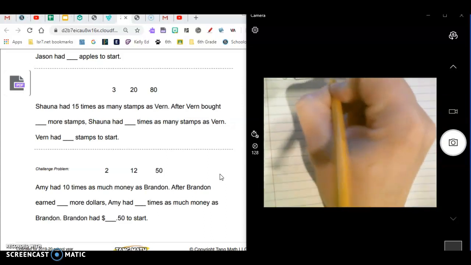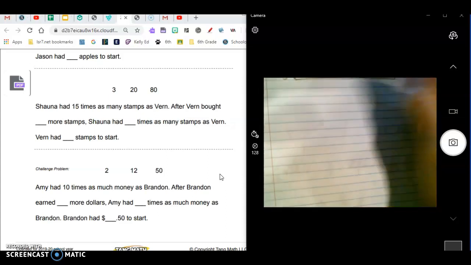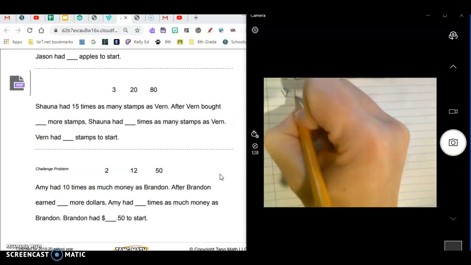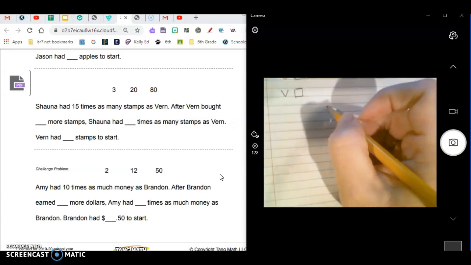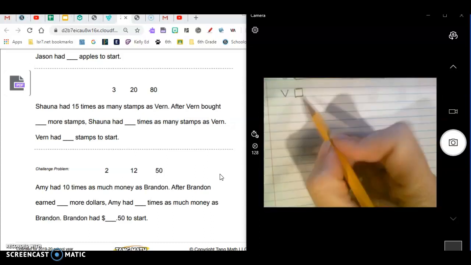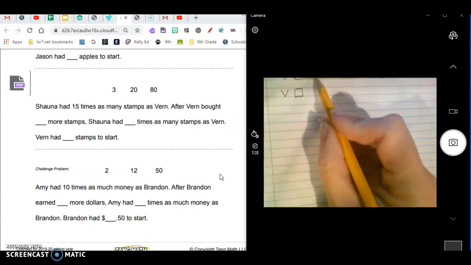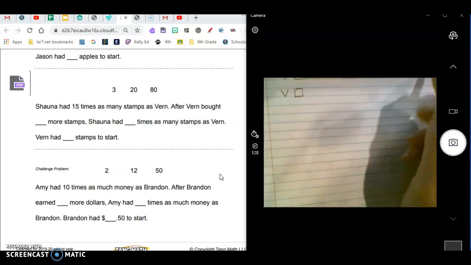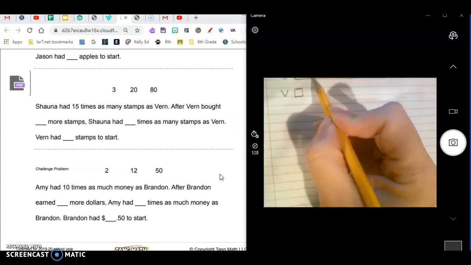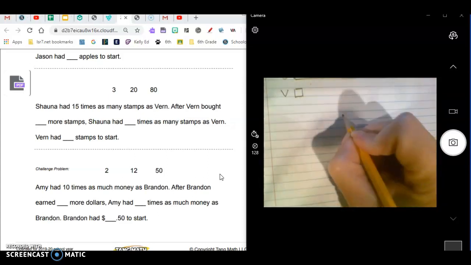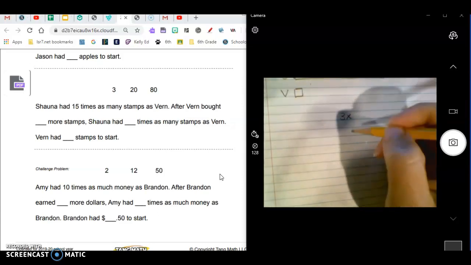So 1, 2, 3, 4, 5, 6, 7, 8, 9, 10, 11, 12, 13, 14. As Vern, so here's poor Vern. After Vern bought blank more stamps, Shauna had blank times as many stamps as Vern. Vern had blank stamps to start. So again, if Vern is the only one buying more stamps and Shauna's not, the times as much that Shauna has is going to always get smaller because she's not adding any more. So it's not like we can multiply by bigger numbers. It's not like all of a sudden she's going to have 30 times as many or 20 times as many or 80 times as many. So we know that this has to be 3 times as many. So we know that block. So then we have 20 and 80.